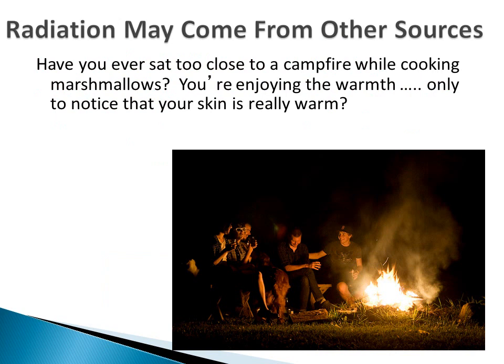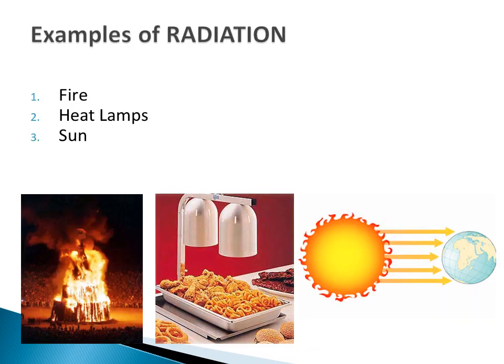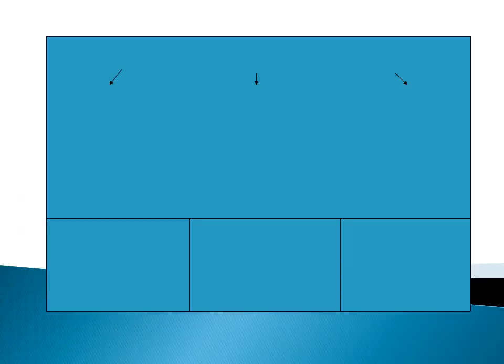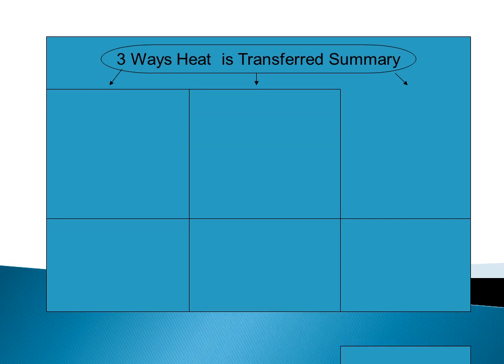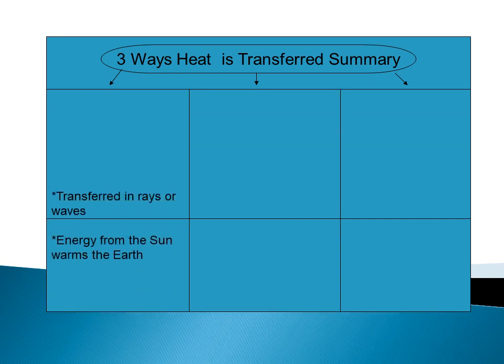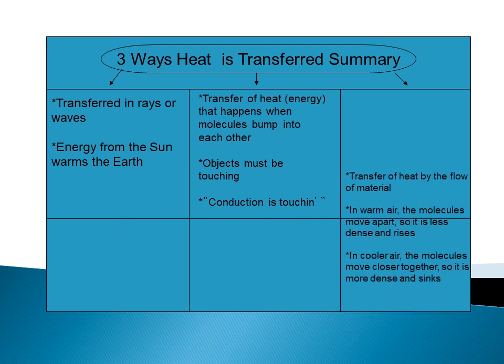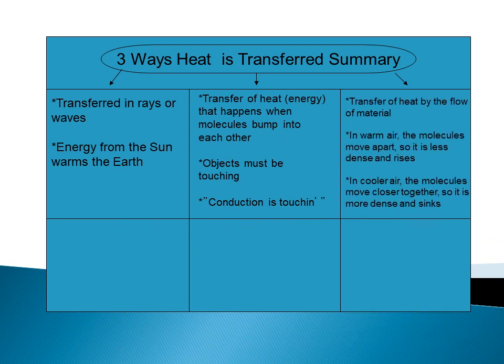Another example: have you ever sat too close to the campfire while cooking a marshmallow? You are enjoying the warmth, only to notice that your skin is really hot. Other examples of radiation are fire, a heat lamp and the sun. So this is the summary of the lesson: three ways of heat transfer, conduction, convection and radiation.